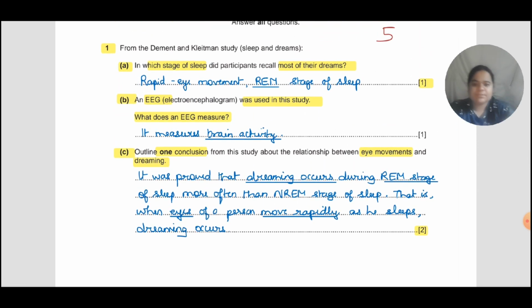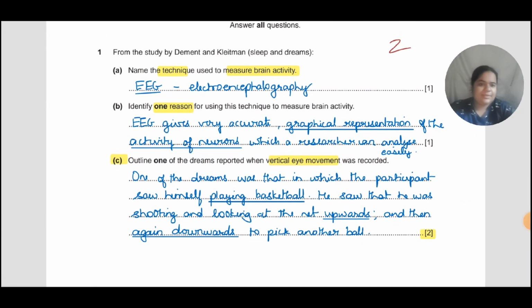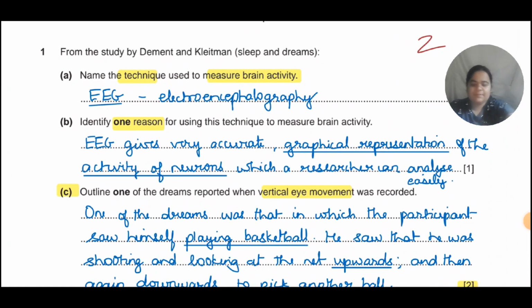Okay, one of the students, when I asked her what does EEG measure, said it measures brain activity. And this is correct. Whether we say activity of neurons, amplitude and frequency of neurons, or brain activity, all of these are correct. The question that can come from the topic psychology being investigated is: name the technique used to measure brain activity.